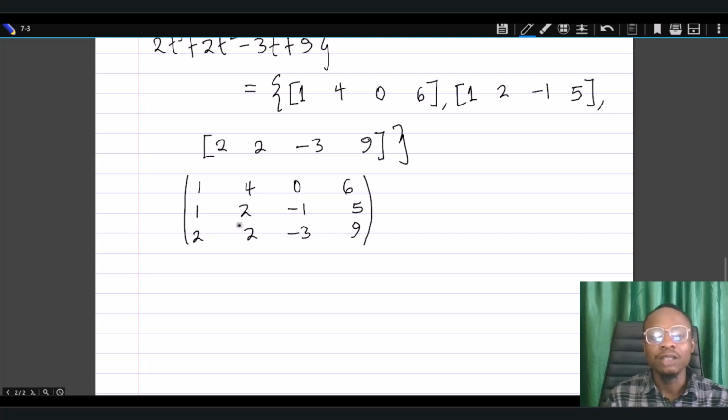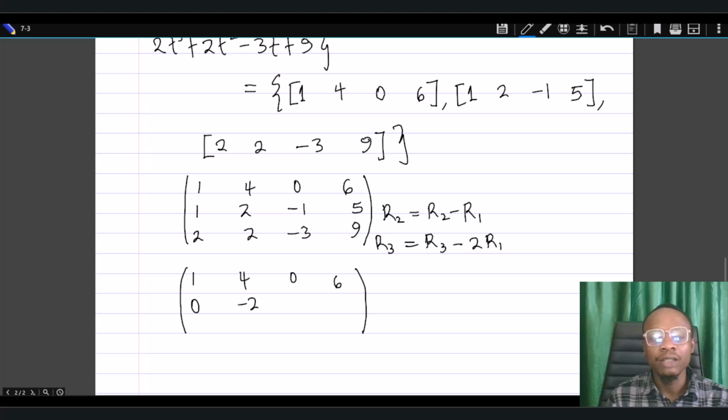We can then use that to get rid of these two. So we have R2 equals R2 minus R1. That ensures that this becomes 0. And then for R3, you can say R3 equals R3 minus 2R1. That ensures that this goes to 0. And when we carry out those operations, for the first row, nothing is changing. So this is 1, 4, 0, and 6. And then for the second row, we'll have 1 minus 1, which is 0, 2 minus 4, which is minus 2, minus 1 minus 0, which is minus 1, 5 minus 6, which is minus 1.